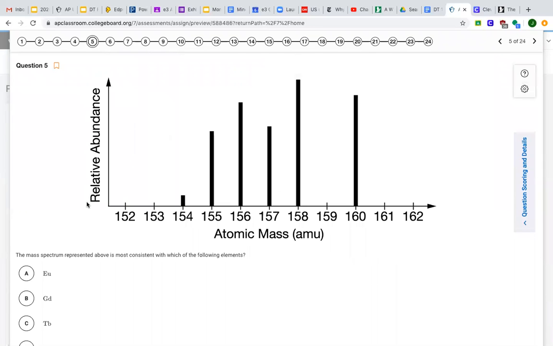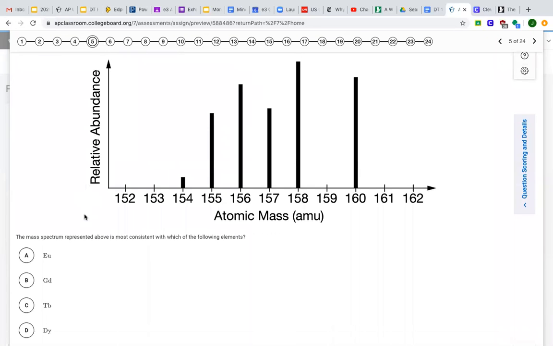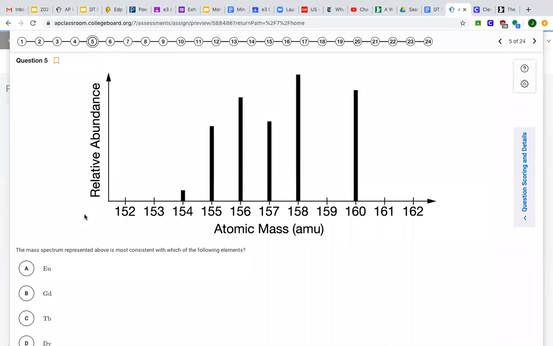Okay, this one here. All right, so I'm curious because I don't have my periodic table open, so I don't know which one this is. But it's something close to one, the average mass here is close to 157, right? So what's got an atomic mass that's close to 157? Is Gd, B. Yeah.